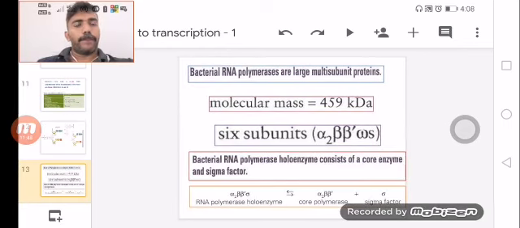When you see the structural features, it's a heavy molecule in terms of molecular weight and also in terms of subunit number. It has around 460 kilodalton with 6 different subunits, and we can split them into the core enzyme and the sigma factor when it comes as a holoenzyme. So a holoenzyme is formed by combining the core enzyme with the sigma factor. The sigma factor is an important element that controls the reaction of transcription.